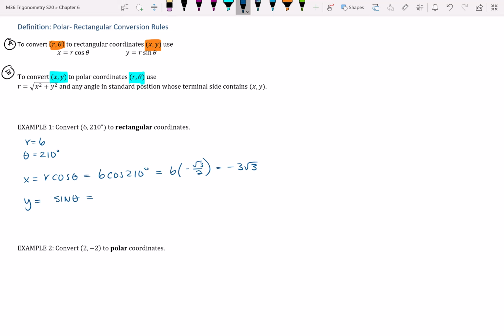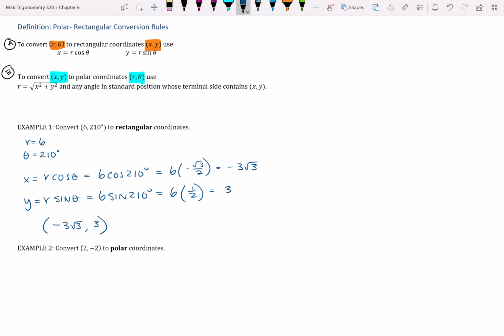That r looks kind of funky. And so we get 6 sine of 210 degrees. And so that's 6 times negative 1/2, which is just going to equal negative 3. And so in rectangular coordinates, this point here, 6 comma 210 degrees, would be the same thing as negative 3 square root of 3 comma negative 3.